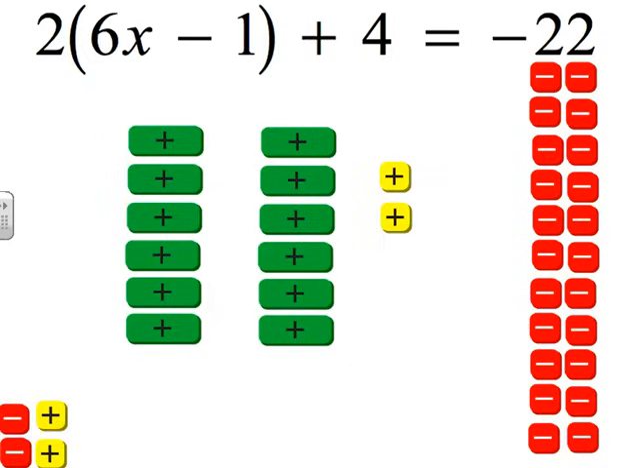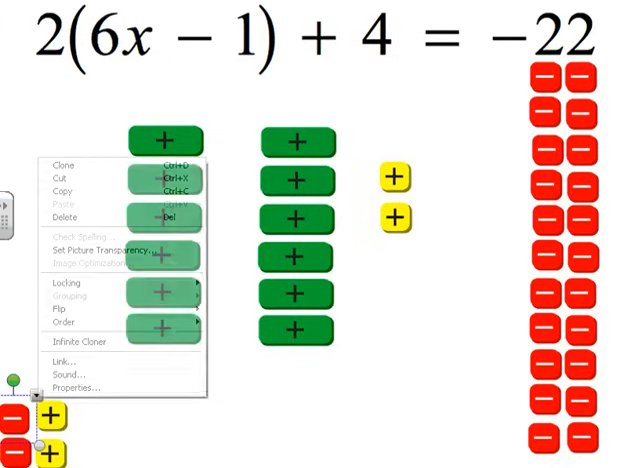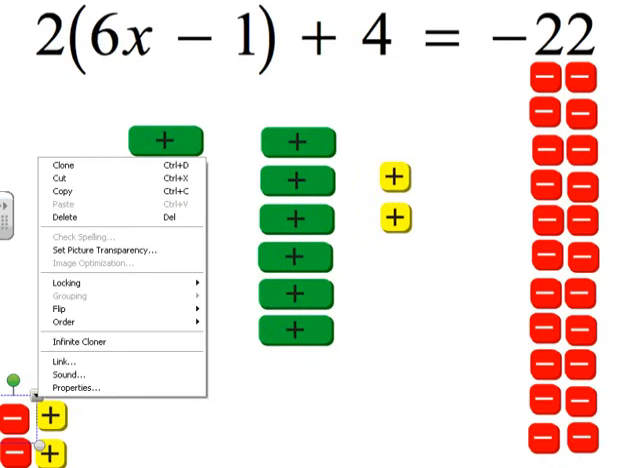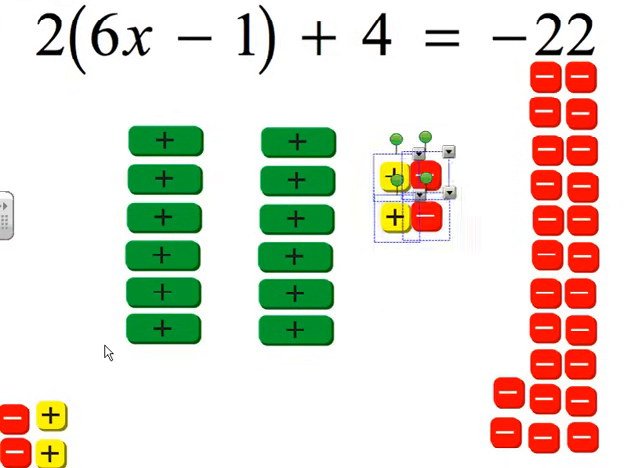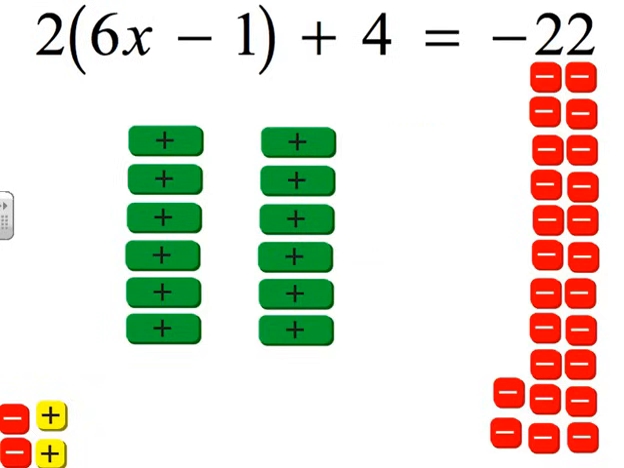Next, I need to cancel out my two positives. So I'm going to add two positives back onto both sides. Now I have zero pairs on this side. I can get rid of those. And now I have negative 24 that I need to split into 12 equal groups. So when I do that, each of the x tiles is going to be equal to negative 2. So x equals negative 2.